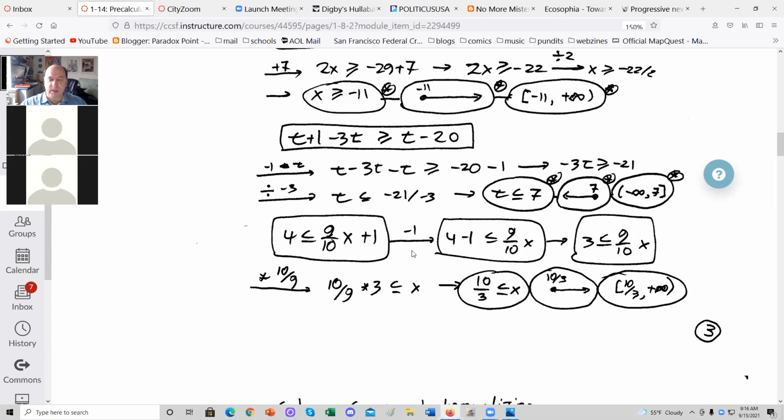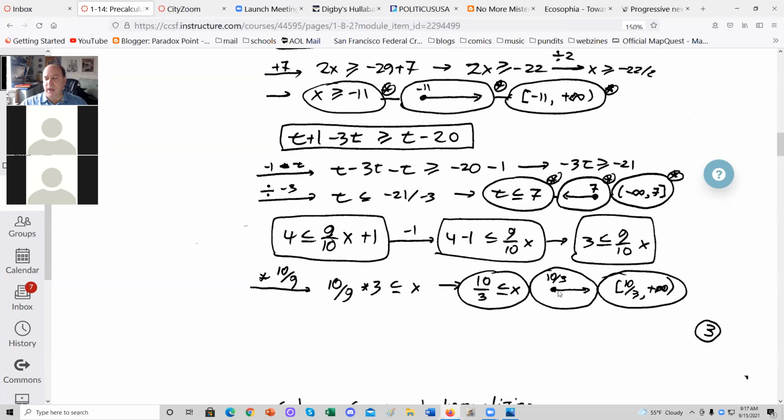That keeps the inequality the same, less than or equal. So 4 minus 1 is less than or equal to 9/10 of x. So 3 is less than or equal to 9/10 of x. Multiply both sides by the reciprocal, 10/9, because that's a positive number that keeps the inequality sign in the same direction. 10/9 times 3 is less than or equal to x. That's 10/3 is less than or equal to x.